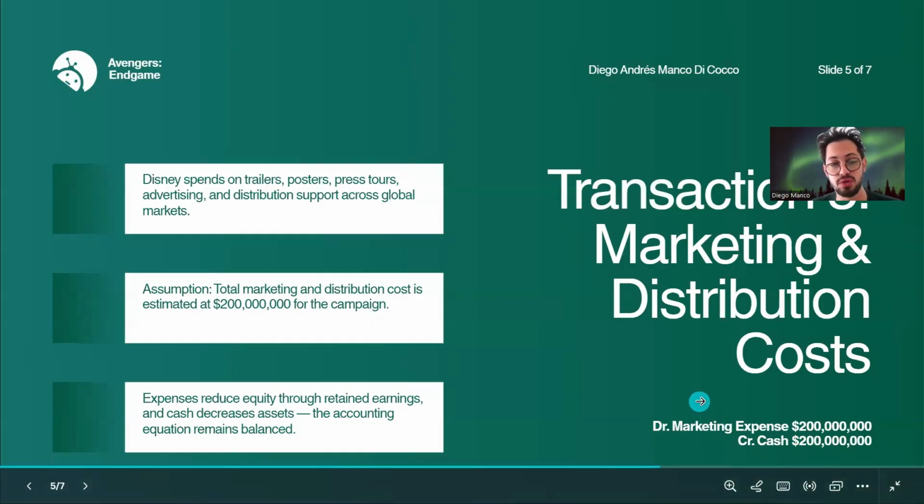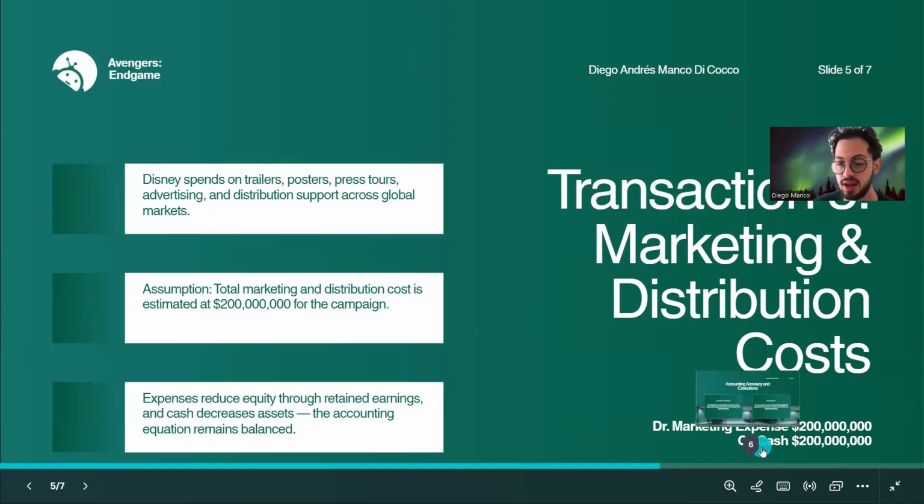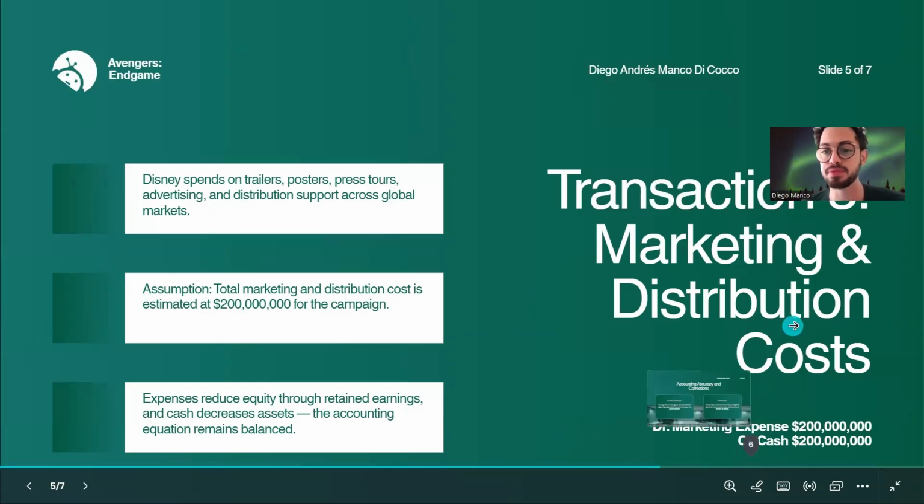The journal entry would be Dr. Cash or Accounts Receivable, $1.4 billion, and Cr. Theatrical Revenue, another $1.4 billion. This increases assets through cash or receivable and increases equity through revenue.